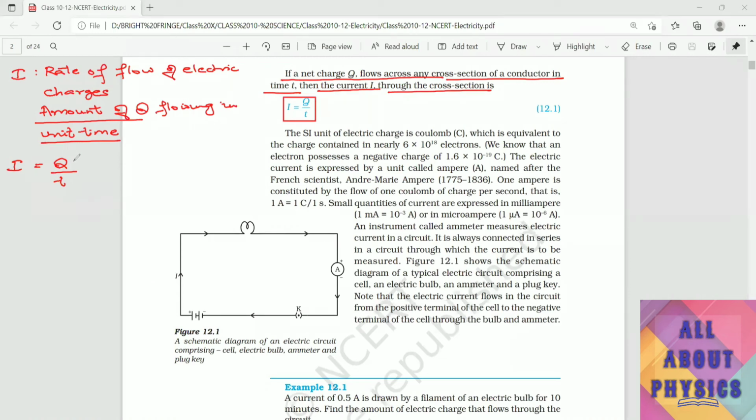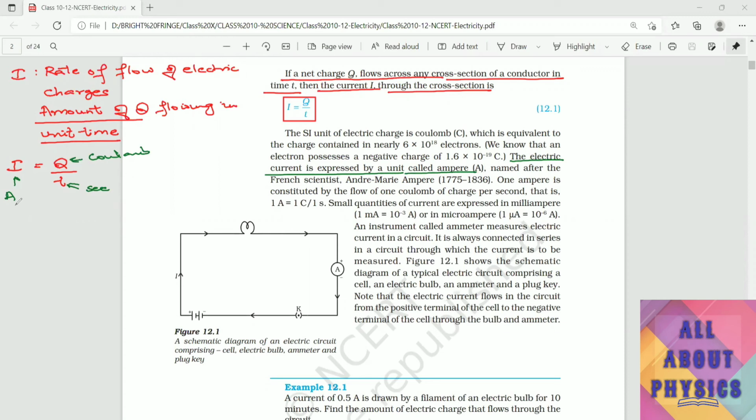Okay. Unit of charge is coulombs, right? Unit of charge is coulombs and SI unit of time is seconds. See, current is measured in amperes. Okay, so ampere is the unit of electric current. You can also underline the same thing here. The electric current is expressed by a unit called ampere. It is denoted by a capital letter A. Fine.